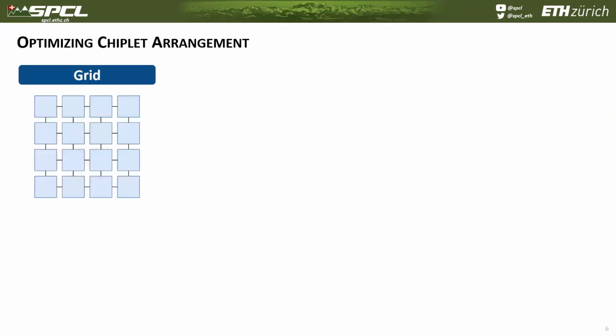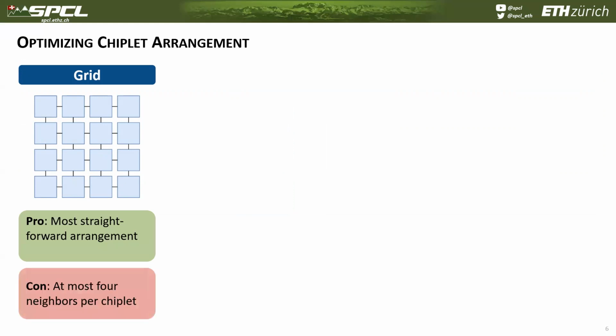A very straightforward way would be to arrange chiplets in a 2D grid. This, as noted, is straightforward. However, each chiplet has at most four neighbors. Intuitively speaking, if we would have more neighbors per chiplet, then we would have a lower network diameter and a higher bisection bandwidth. So let's try to maximize the number of neighbors per chiplet.